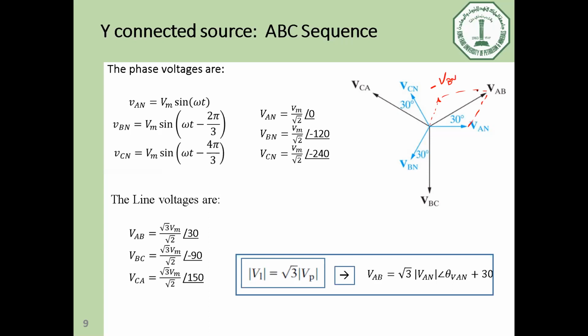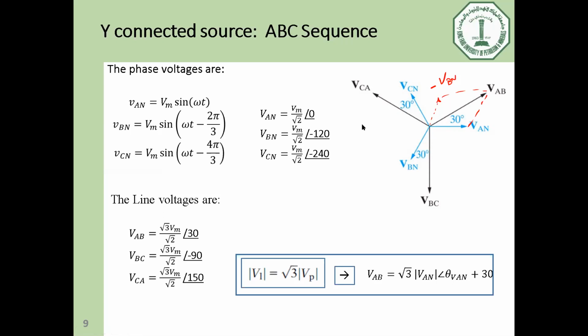So VAB represents the line voltage, and there is a definite relation: VAB as a magnitude equals the square root of 3 multiplied by the phase voltage, and the angle is shifted by 30 degrees. So if you would like to get VBC as a function of VBN, it will be the same: VBN as a magnitude multiplied by square root of 3, and you have to add 30 degrees, and so on. Okay, Shabab? Can you repeat again how to calculate VBC?